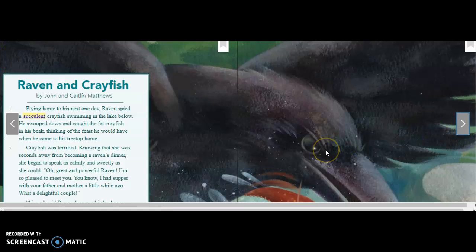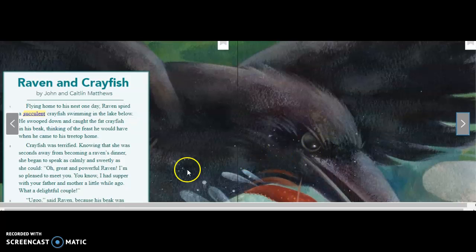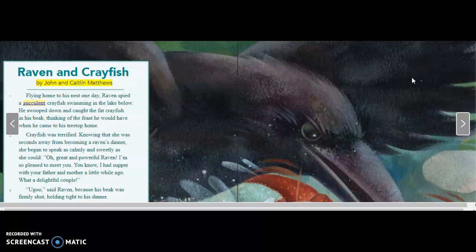Let's look at the next fable. This one is titled Raven and Crayfish. Raven and Crayfish by John and Caitlin Matthews.